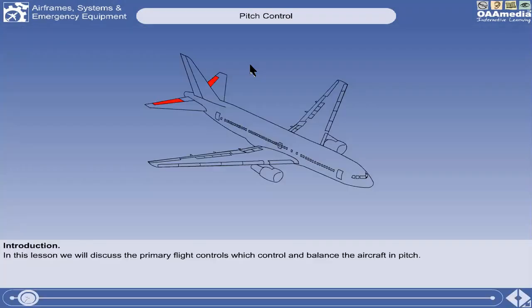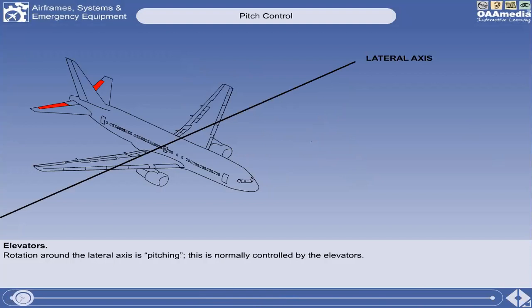In this lesson, we will discuss the primary flight controls which control and balance the aircraft in pitch. So this is for the pitch control. Now we're going to discuss the topics under pitch control in detail. Longitudinal control is achieved by the use of elevators, which are flap-type controls normally fitted to the trailing edge of the tailplane or stabilizer. These surfaces control the aircraft in pitch about the lateral axis. The controls must be adequate to balance the aircraft throughout its speed range, at all permitted center of gravity positions and configurations.